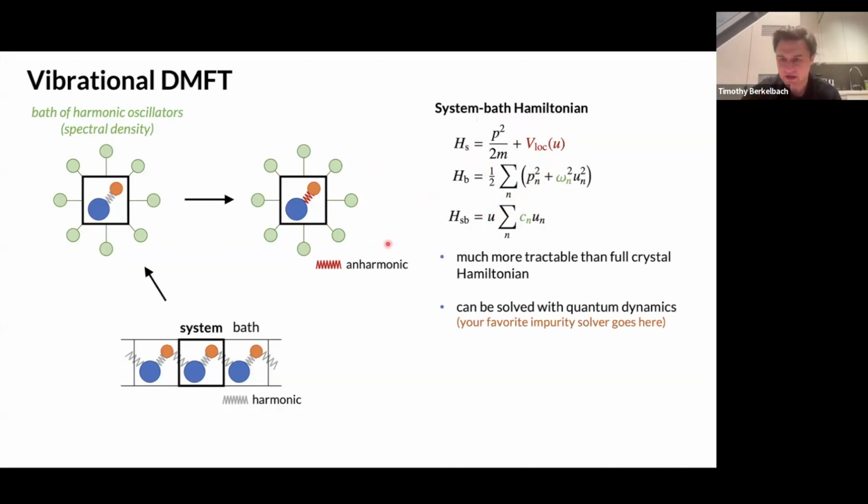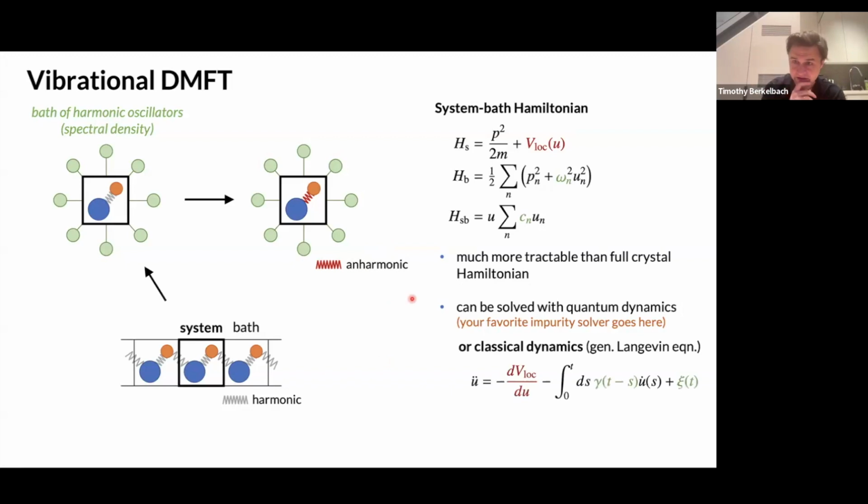That's a Hamiltonian that's much more tractable than the full crystal one. And of course, it can be solved now using some kind of impurity solver. So it can absolutely be solved using quantum dynamics, and I'll talk very briefly about that today. But one thing that I think is quite neat is that it can also be solved in a fully classical approximation. So if I don't think that nuclear quantum effects are important, which for many crystals is a very good approximation, then I can solve the dynamics of the atoms belonging to the unit cell as the solution of a generalized Langevin equation. I have a fully anharmonic set of forces on the atoms within the unit cell. I have a friction, but that friction has memory, and there's a random force, and these two have to satisfy detailed balance.